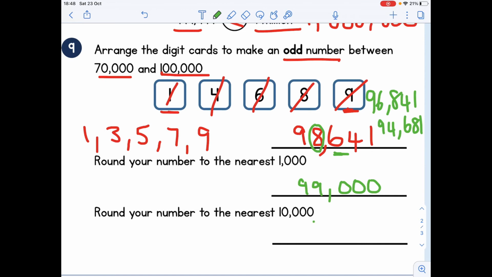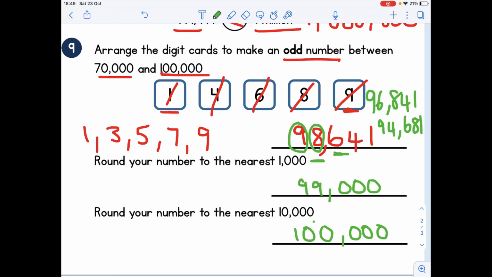Now I'm going to round to the nearest 10,000. So this time I need to look at my thousands column, which is here. It's 8, so it's 5 or more, so I need to round my 10,000 up from 9 to 10, and then I put zeros in to hold the value, so it becomes 100,000.